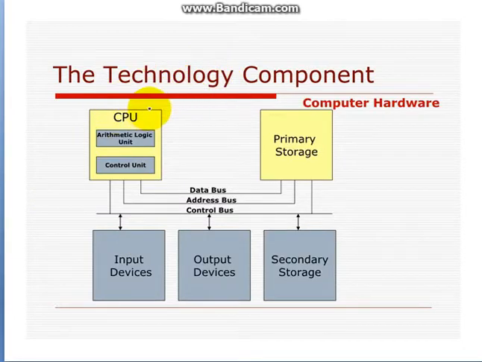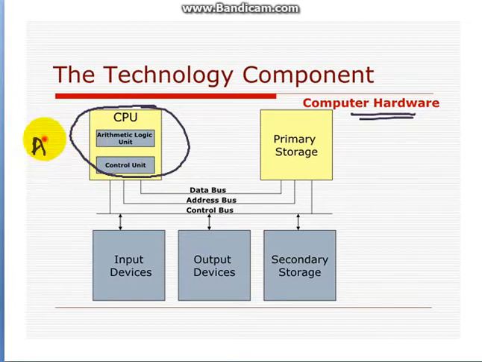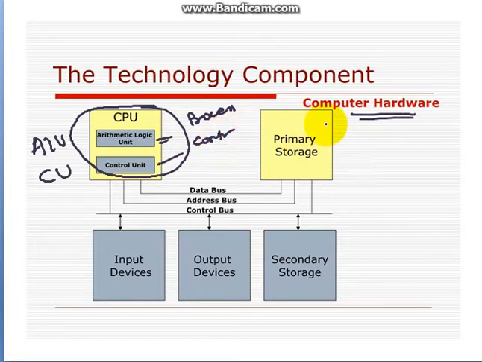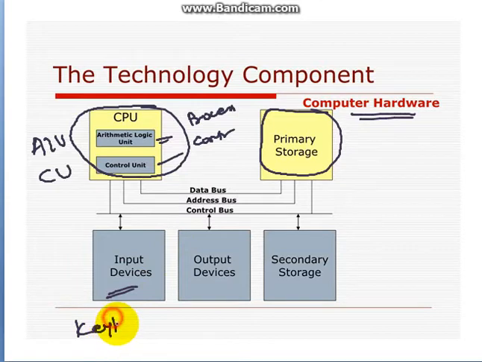Here, let us see the computer hardware. Here we have CPUs. What do CPUs contain? The ALU, that is the arithmetic logic unit, and a control unit. The arithmetic logic unit processes all the arithmetic calculations, and the control unit controls the processes. Here is some primary storage, and this is how the technology works. There are input devices, for example the keyboard, which gives some data. The mouse is also an input device which gives in data.